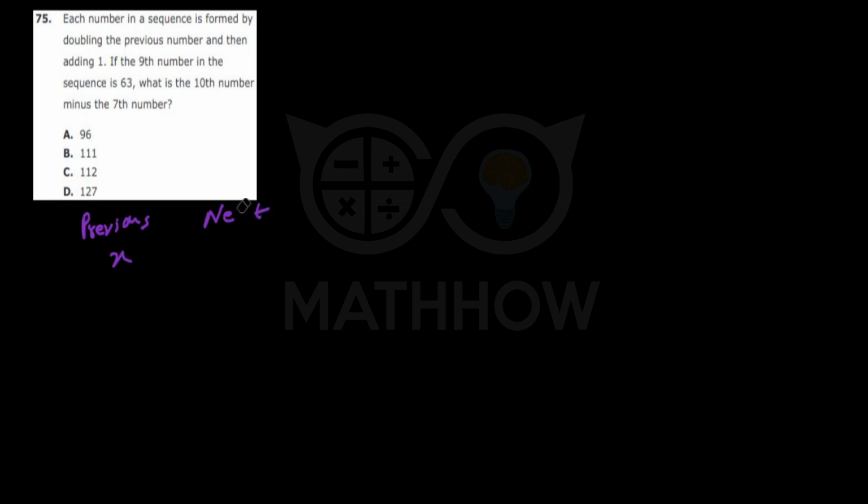The next number is y. The next number is obtained when doubling the previous number, meaning x, and adding 1, right? If the ninth number in the sequence is 63, what is the 10th number minus the 7th number?